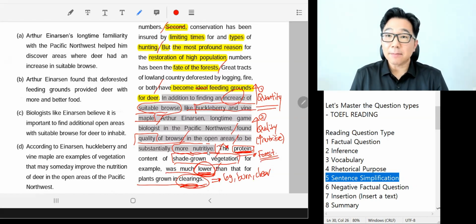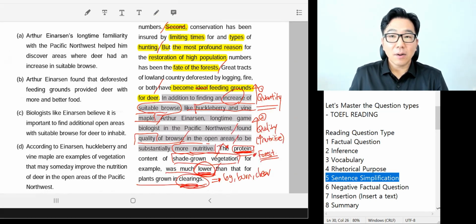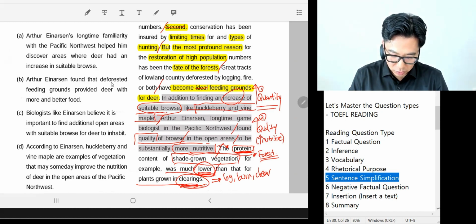Okay. Yeah, very surprising, isn't it? Lucky for black-tailed deer. So we understand the reason. So it's pretty clear now. Okay, so let's start covering this question type.